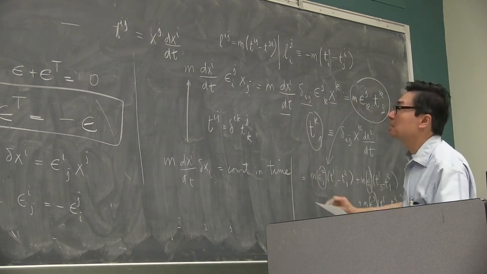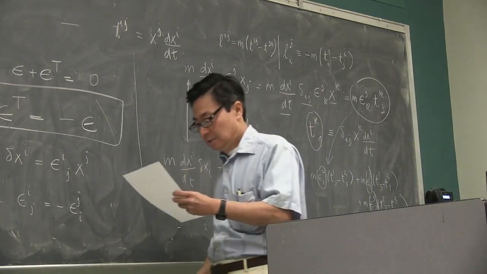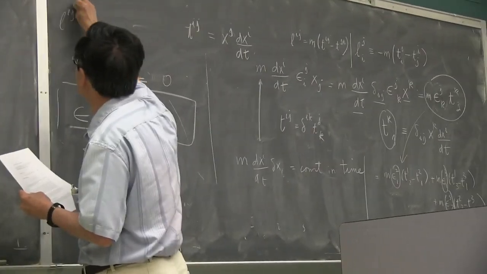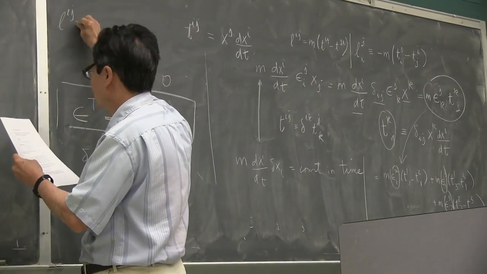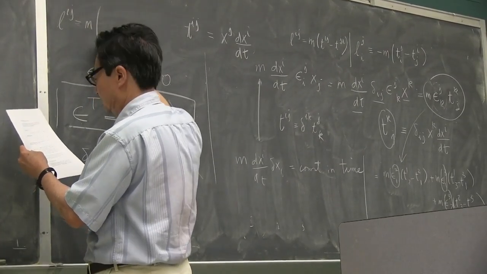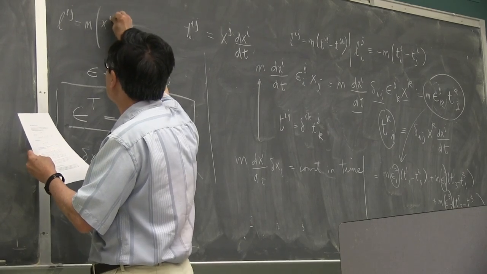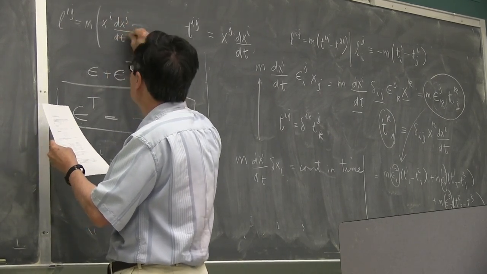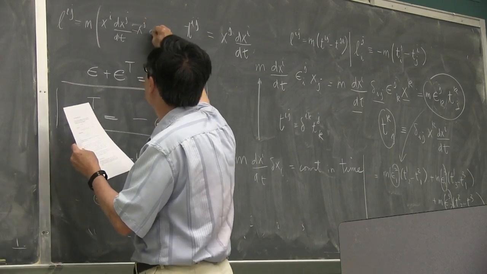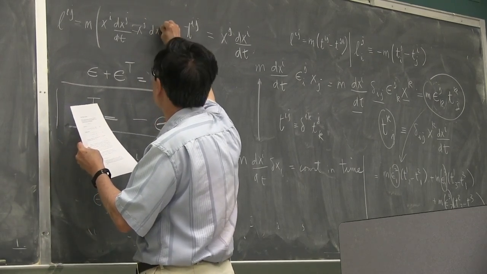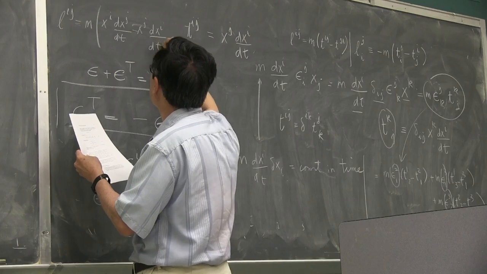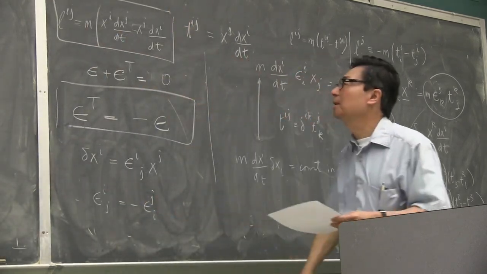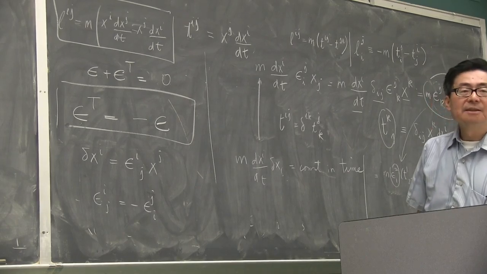But if you use this expression for T^ij, and really this is the end result in here, I can have L^ij equal to m (xi dxj/dt minus xj dxi/dt). Take a good look at this. Can you tell what that is?